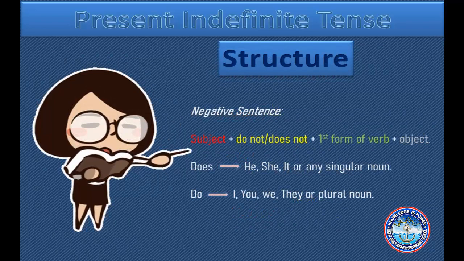Okay, so this is the structure of negative sentences of present indefinite tense.